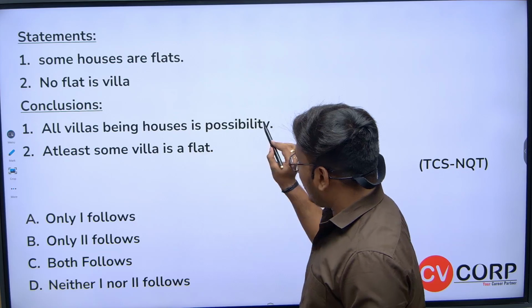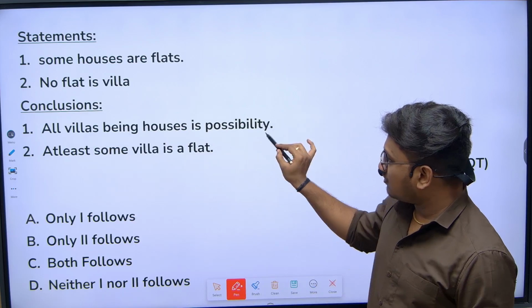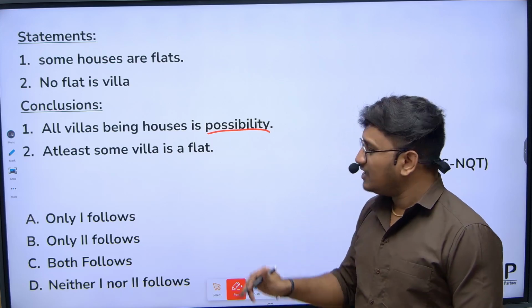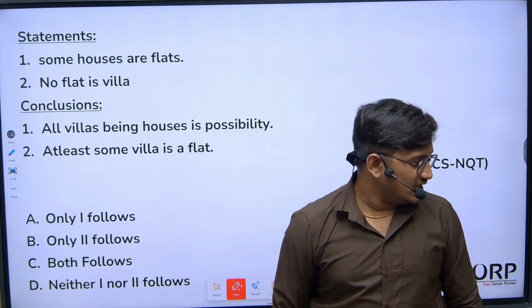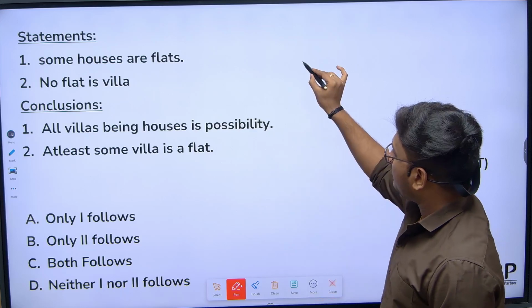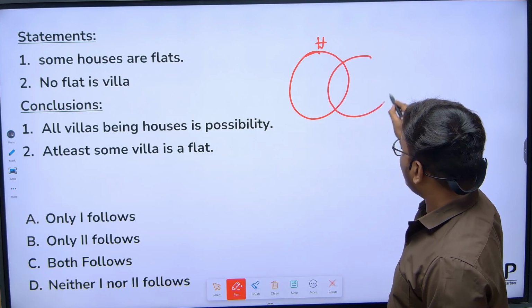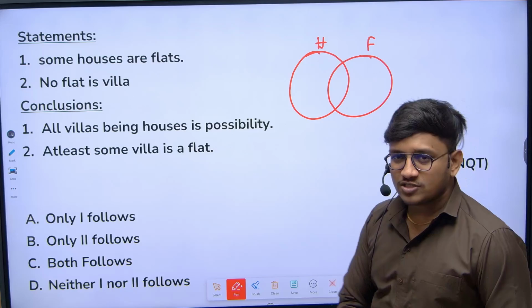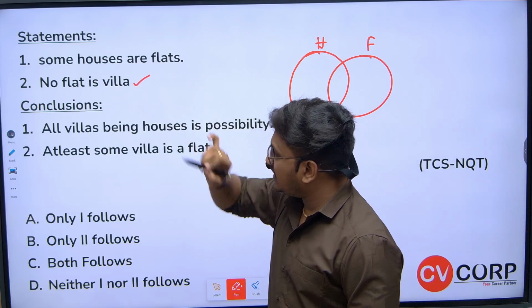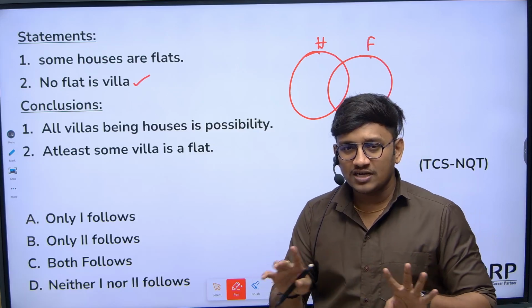Here they have given the word possibility. Let me explain what happens when they give the word possibility. Possibility means if you have a possibility of drawing that, you should consider that conclusion to be correct. Let's say an example. Some houses are flats. Some houses are flats. No flat is villa. Here they have clearly given the statement no flat is villa. So the flat and villa circles should not touch each other.